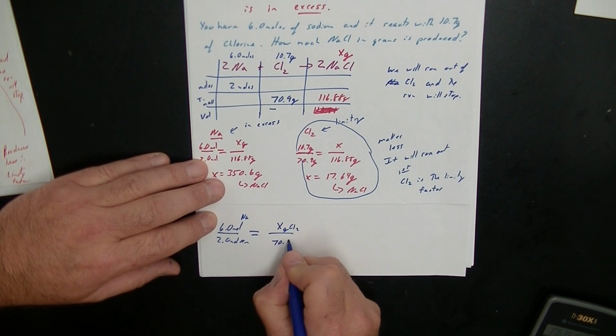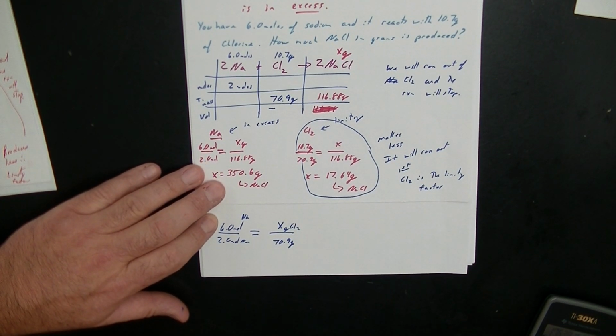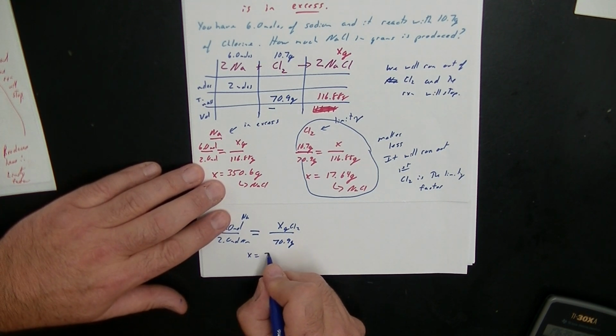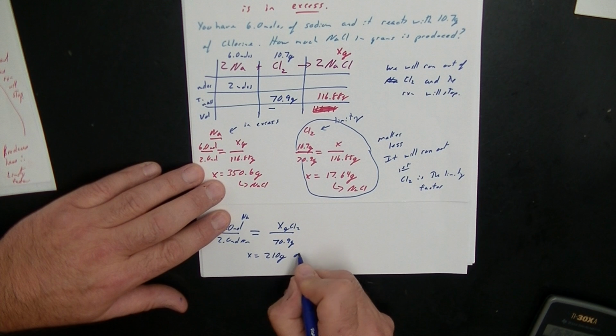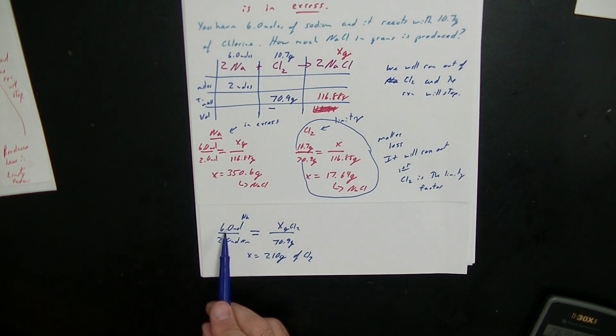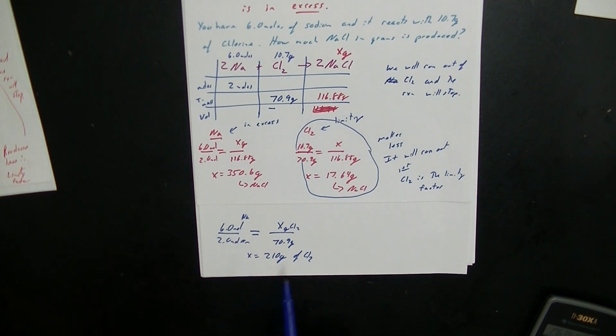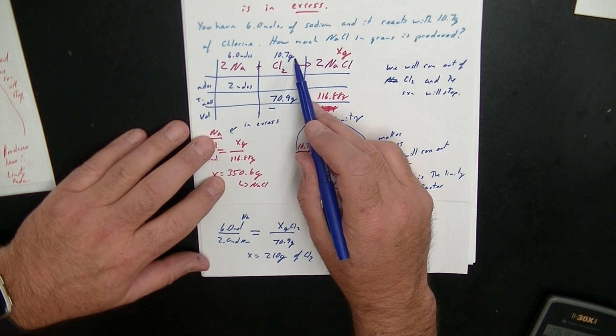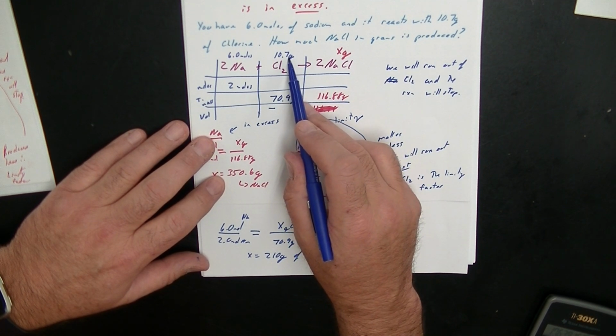And this is 70.9 grams. And if I just quickly do that math, it turns out that I would need 210 grams of Cl2 to react with 6 moles of Na. Do I have 210 grams of Cl2? No, I only have 10.7 grams.